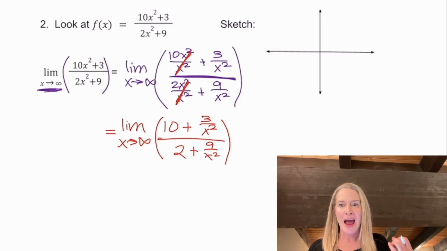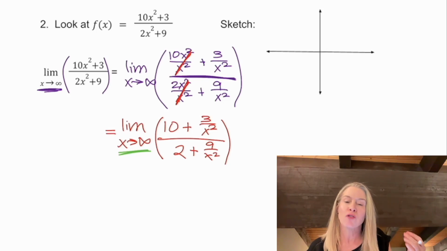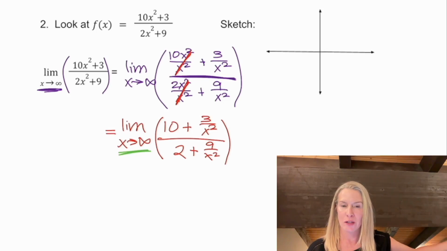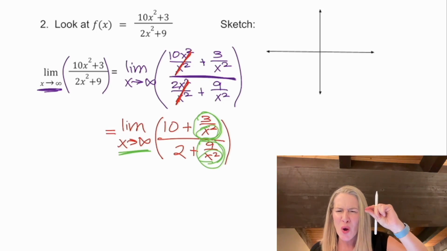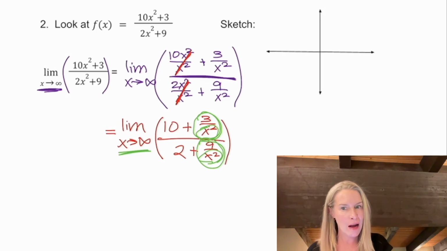And now I want you to look at 3 over x squared, and 9 over x squared. As x goes to infinity, as x gets really, really, really large in the positive direction, or actually really, really large in the negative direction as well, what happens when we square it? Well, that denominator gets gigantic. This denominator gets gigantic. So each of these individual fractions, 3 over gigantic, 9 over gigantic, both of those fractions become so tiny, they're practically 0.